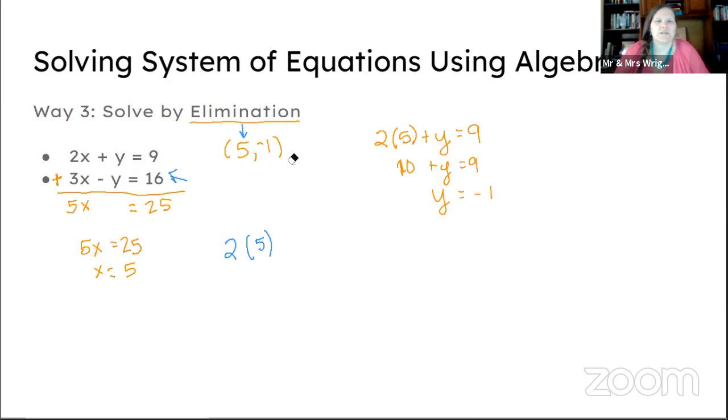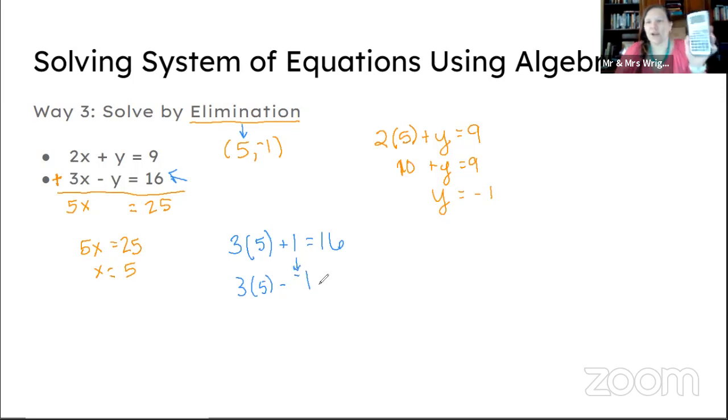So I'm going to say 3 times x, and x is 5, minus y, which is -1. I can't subtract a negative, so it's going to become a positive, equals 16. So my calculator here, I'm going to do 3, open parentheses, 5, close parentheses, plus 1 equals 16. And you can, in your calculator, do 3 times 5 minus -1.